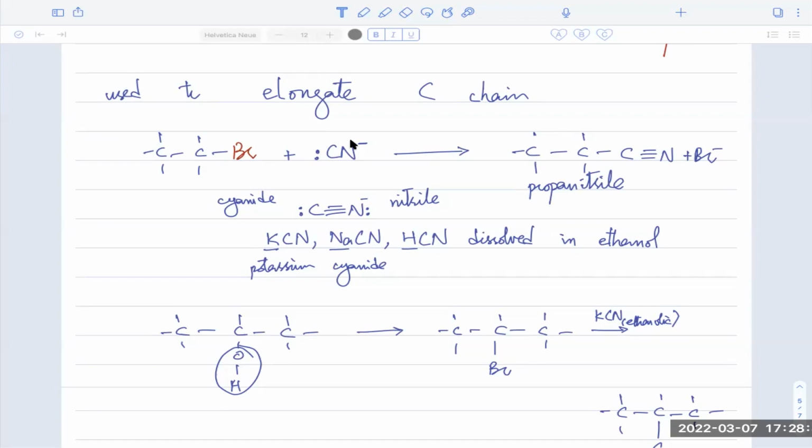Now we are on to what halogen alkanes are used for. So we are done with how you make halogen alkanes. We've seen six methods to that. But now we are moving on to how we can use halogen alkanes and what we can produce from it.